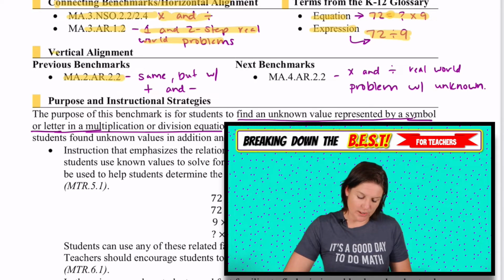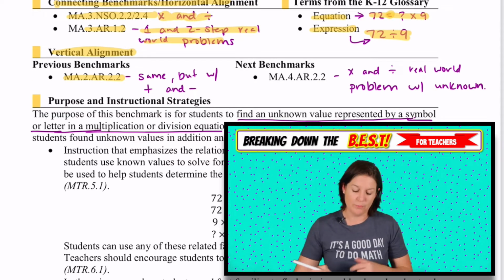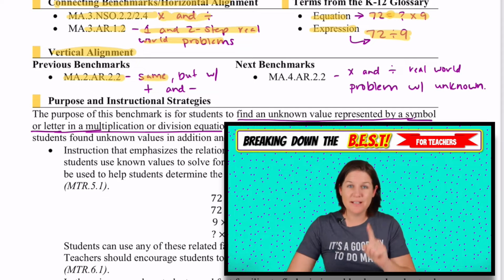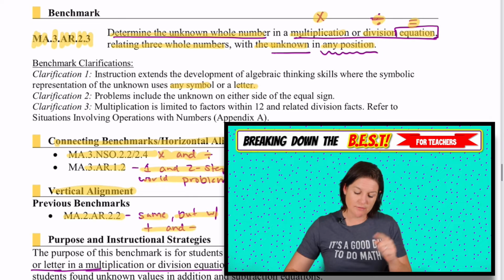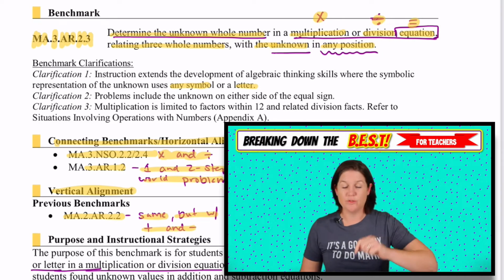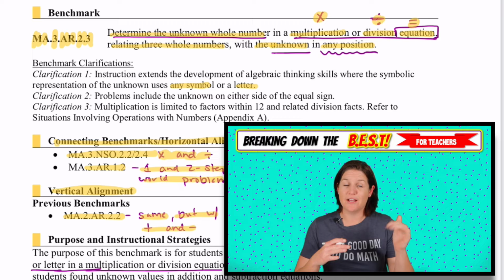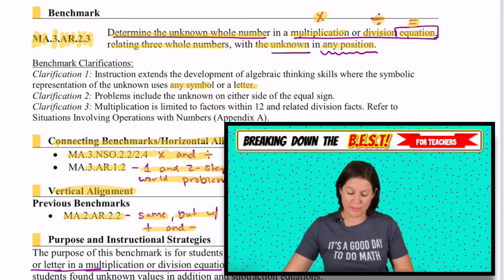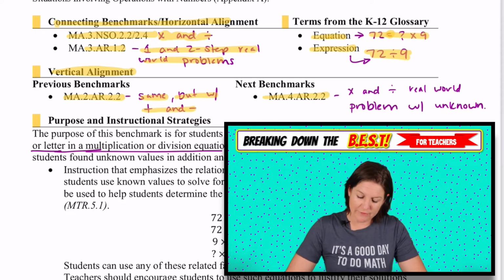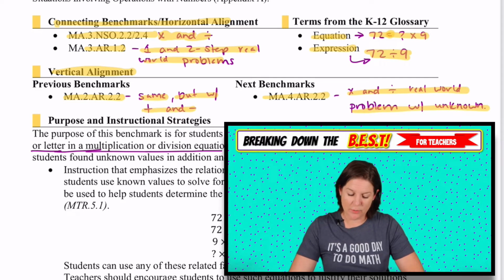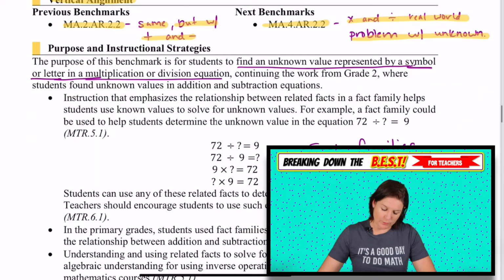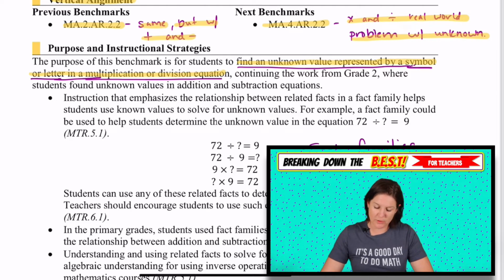In second grade, so talking about vertical alignment, where are they coming from? Well, in second grade, they had a similar standard, except it was with addition and subtraction. So instead of determining the unknown whole number in a multiplication or division equation, they were finding the unknown number in an addition or subtraction equation. And in fourth grade, they will have to multiply and divide real-world problems with unknowns, creating equations there. So the purpose of this benchmark is to find an unknown value represented by a symbol or a letter in a multiplication or division equation.